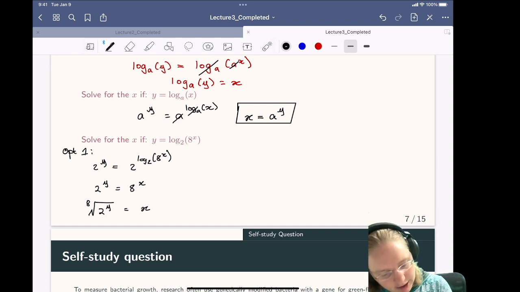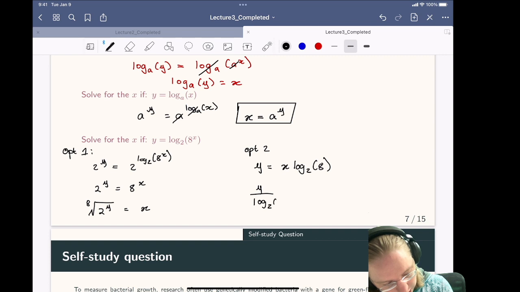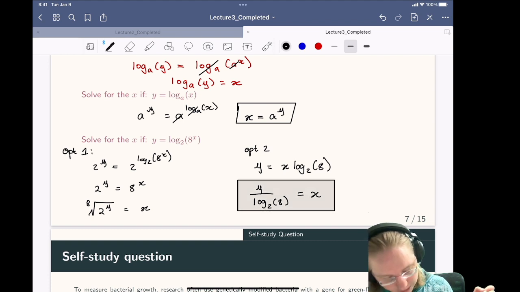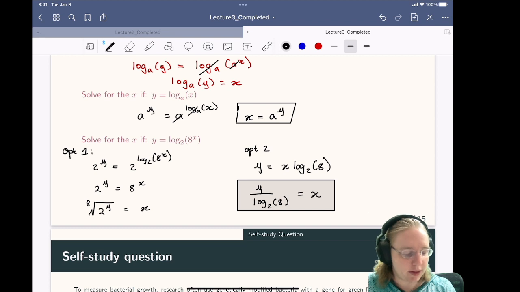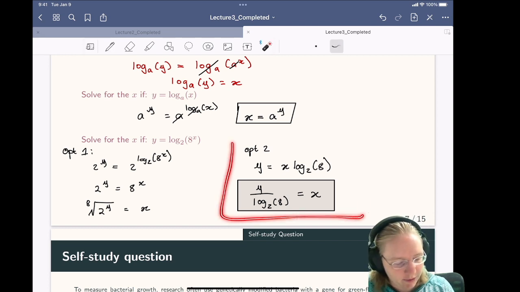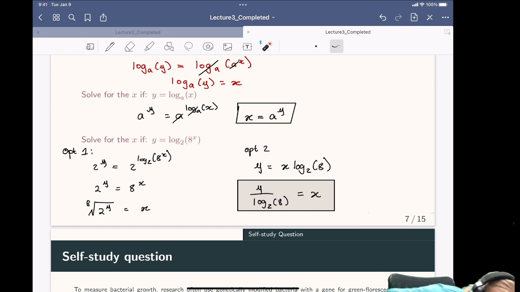So instead, let's take option 2 and recognize that we can use our logarithm rules, and this is an exponent. The x is an exponent, so we can move it down. So we have y is equal to x log base 2 of 8, and then we can simply divide both sides by log base 2 of 8 to get x. All right, this is a much simpler derivation that uses our logarithm rules.